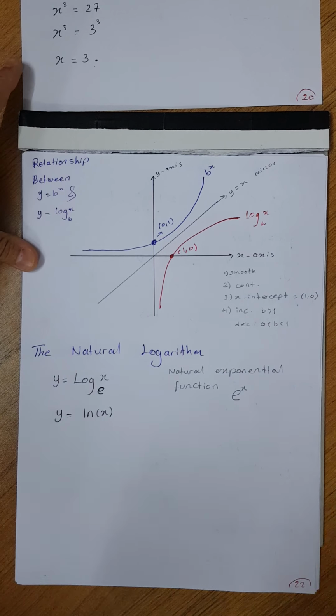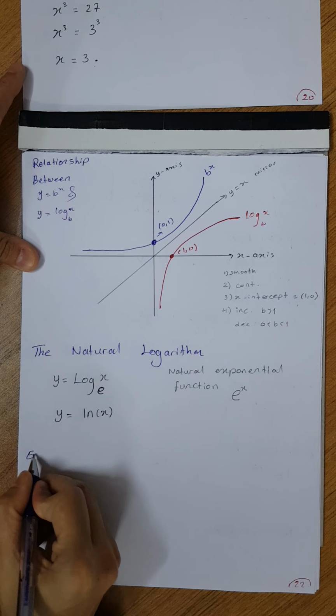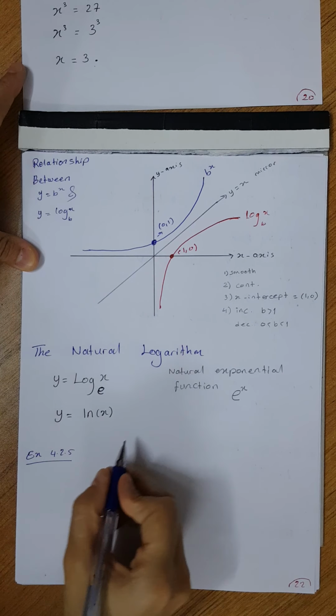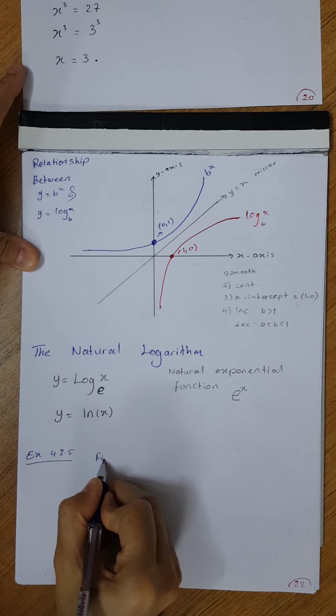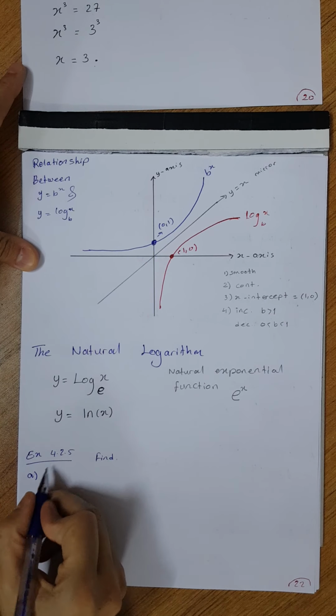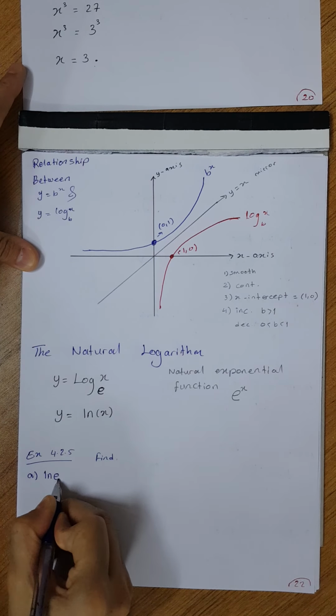So let's move to the examples that we have. Example 4.2.5 says evaluate or find each of the following. I have A, that's equal to ln of e.